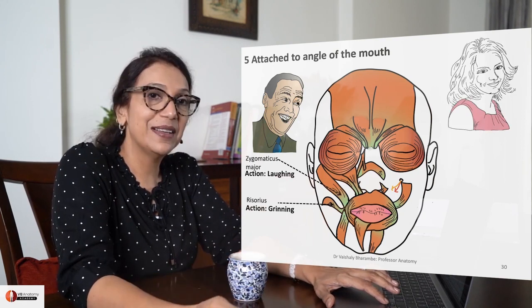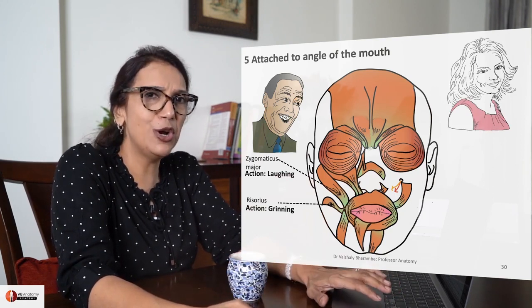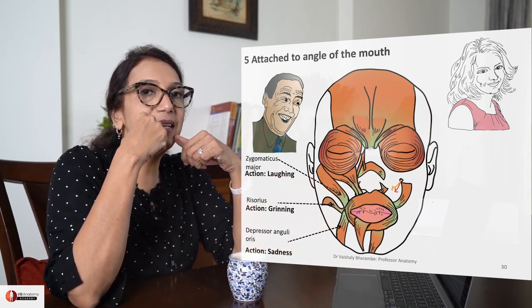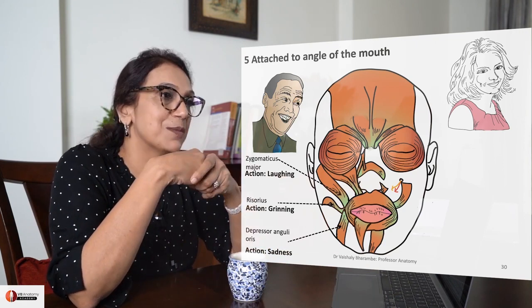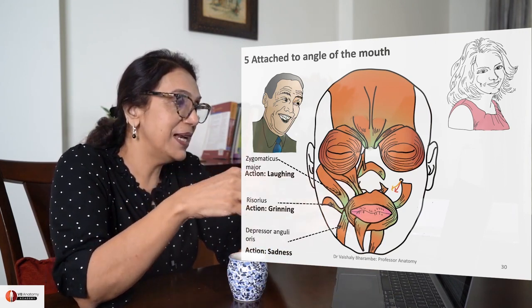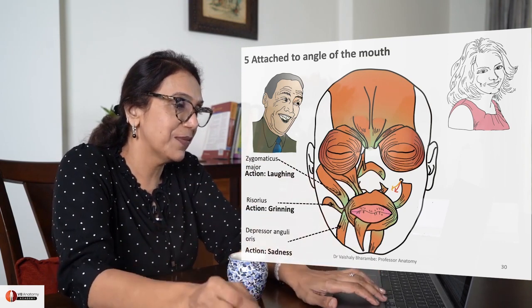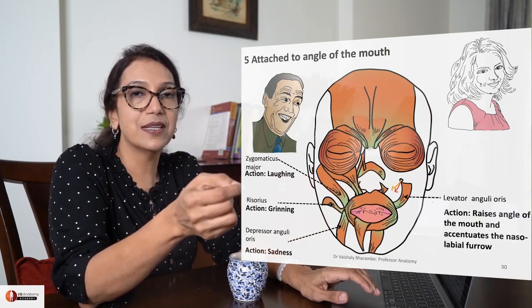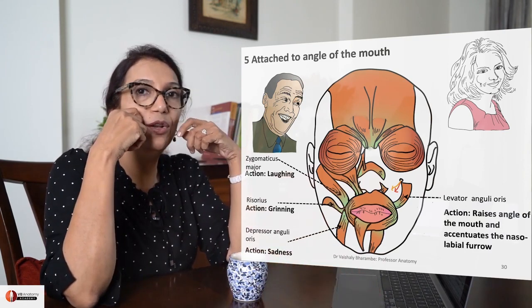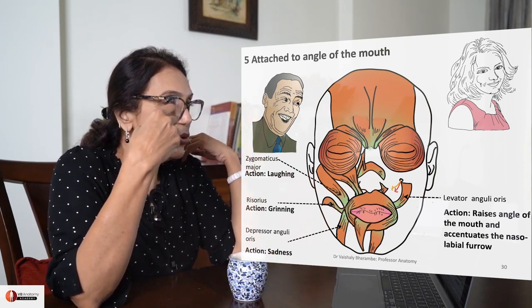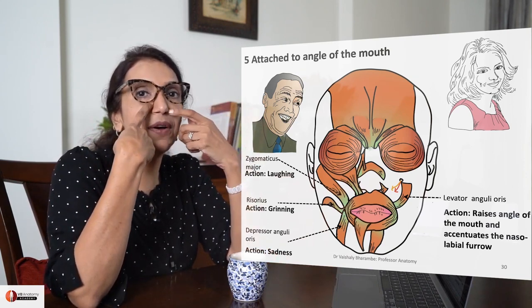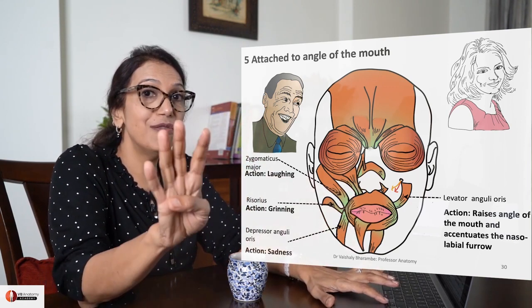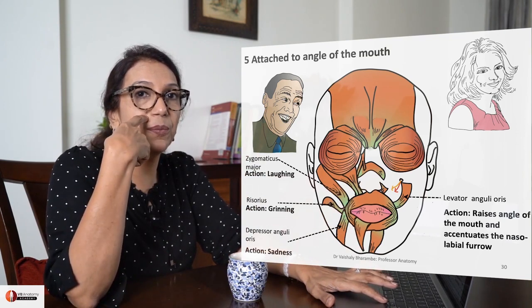That's your risorius. See, she's got a smile, but she's not laughing, is she? Right. Then you have depressor anguli oris, pulling the angle of the mouth downwards. This is the expression of sadness, given by depressor anguli oris. Opposite to that, above, is the levator anguli oris. So when this contracts, it pulls the angle of the mouth upwards. But as it does so, it accentuates the nasolabial furrow, which is actually again an expression of sadness. Okay. So you saw 4 muscles deepening the nasolabial furrow.